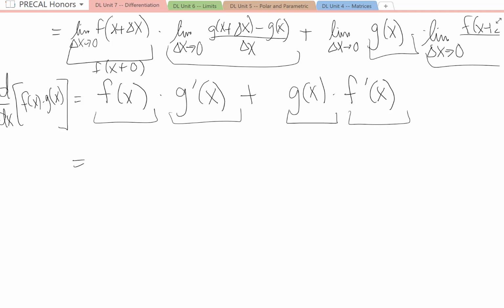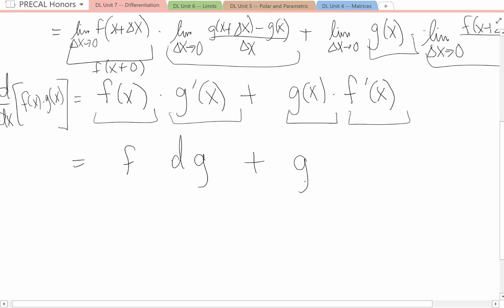So he would pronounce this as f times the derivative of g. So f dg plus the g function times the derivative of the f function. Okay, so this is how he would say it. F dg plus g df. F dg plus g df. F times the derivative of the g function plus the g function times the derivative of the f function.